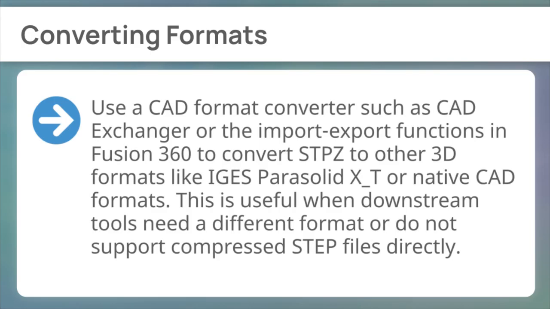Use a CAD format converter such as CAD Exchanger or the import-export functions in Fusion 360 to convert STPZ to other 3D formats like IGS, Parasolid, XMT, or native CAD formats. This is useful when downstream tools need a different format or do not support compressed STEP files directly.